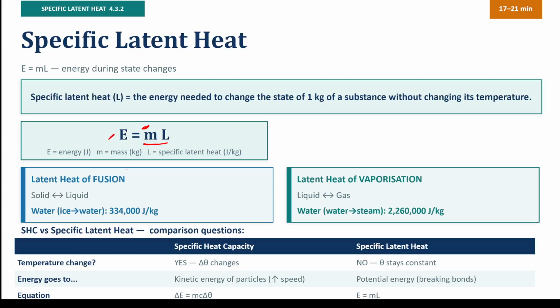Now temperature change, when does it happen? Only in specific heat capacity. Latent heat, it remains the same. Energy goes in specific heat capacity to increase the kinetic energy, because the temperature is changing, speed increases. In latent heat, potential energy increases because the bonds break. And the equation is this.